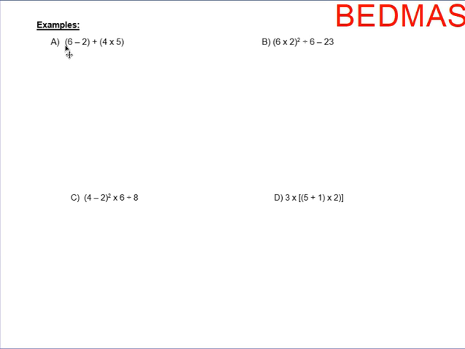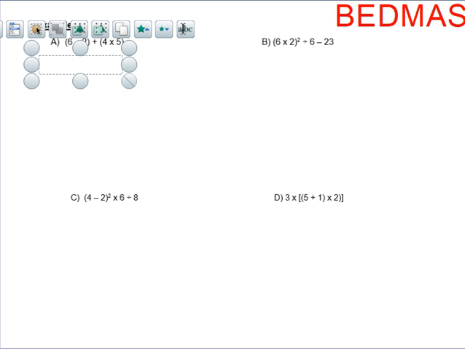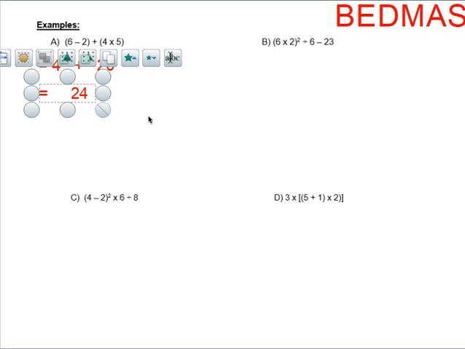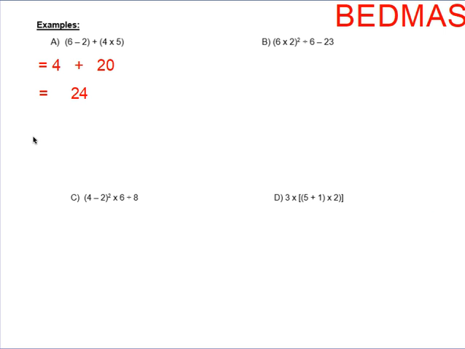So in the first bracket, we have 6 minus 2, which will give us 4, plus the second bracket, which is 4 times 5, and that gives us 20. Now you notice how the brackets are now gone. They've disappeared because I've done all the math inside of them, so those brackets can kind of go. Now I have 4 plus 20, which is just a nice 24. Okay, good. Let's go to B.